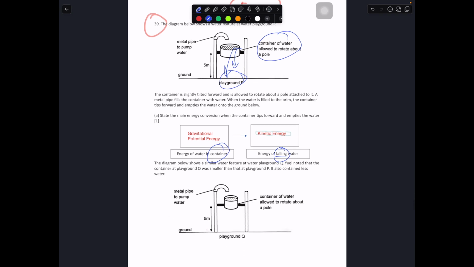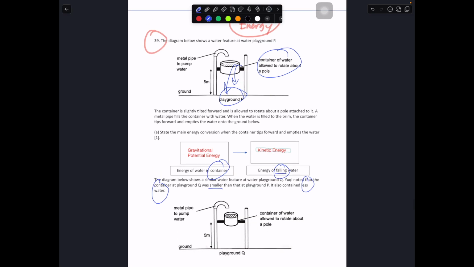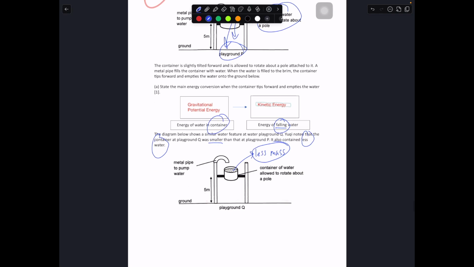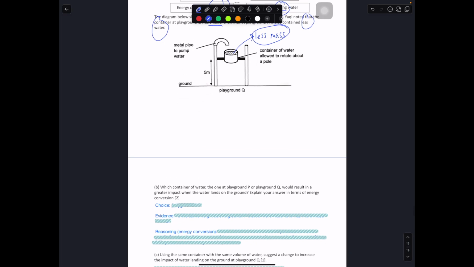So the diagram below shows a similar water feature at playground Q. Okay, she noted that the container at playground Q was much smaller than that at playground P. It also contained less water. Okay, so it's trying to tell you that this one got less water, less mass. So which container, the one at P or Q, would result in the greater impact when the water lands on the ground? Explain your answer in terms of energy conversion.